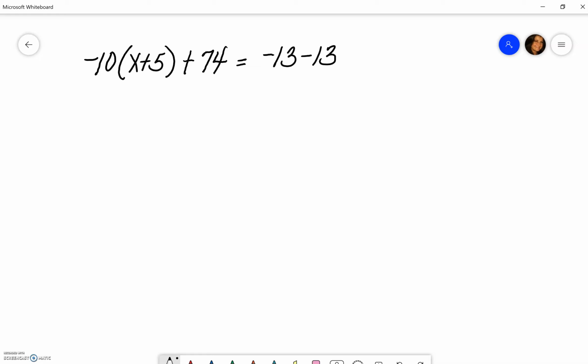minus 13. Well, on the left side, you can see there's nothing we can do in the parentheses, but we can distribute this out. So if we start multiplying it, we'll end up with negative 10x minus a negative 10 and a positive 5 will give you a negative 50. I'm just writing plus 74 because we didn't do anything with that.